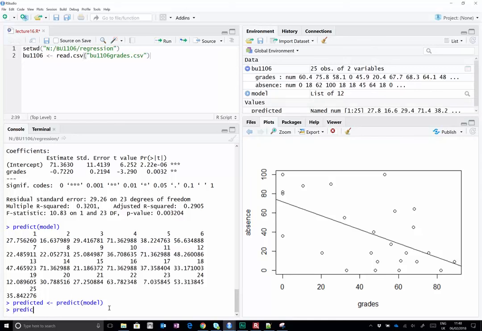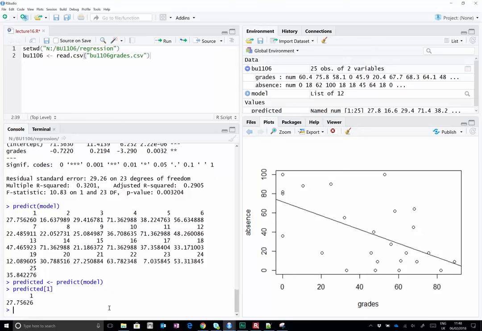So let's look at which student. Give me a random number between 1 and 25. Let's look at the first student then. Okay, so the first student we predicted 27.75. Is that absence or grade? Absence. Yeah, it's absence. Because the y-axis is absence.